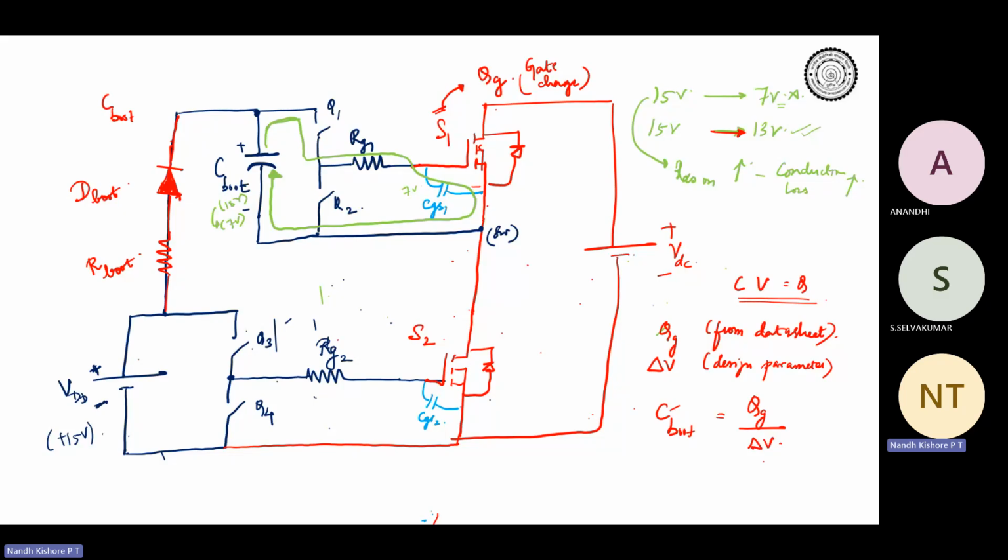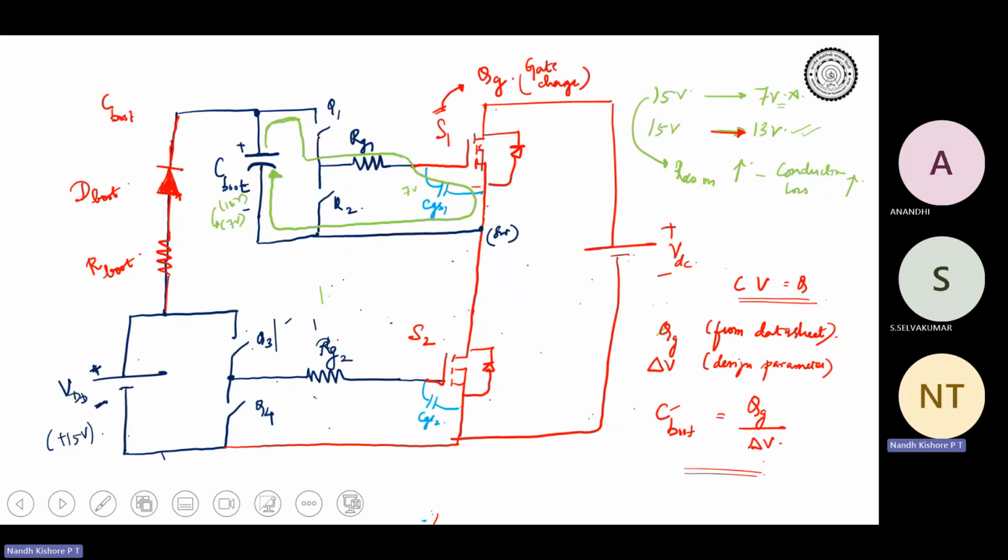So if it supplies QG amount of gate charge, how much can the voltage fall? That is what defines your C boot. Obviously, if I don't want the voltage to fall too much, C boot will be more and more. Do you get this relation? C boot is equal to QG by delta V. Is this fine? Yes.